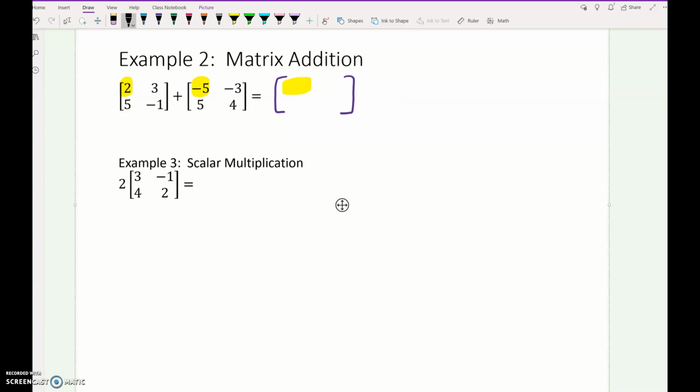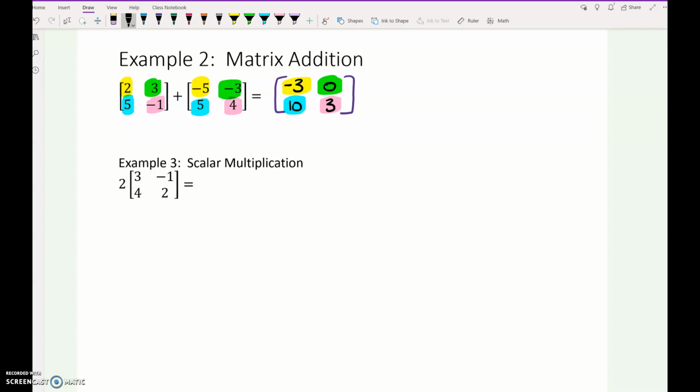What is 2 plus -5? Okay. The top right number, 3 and -3 is 0. Bottom left comes from bottom left plus bottom left. That one would be 10. And bottom right comes from bottom right plus bottom right. 3. Ridiculously simple? Yeah. Okay.